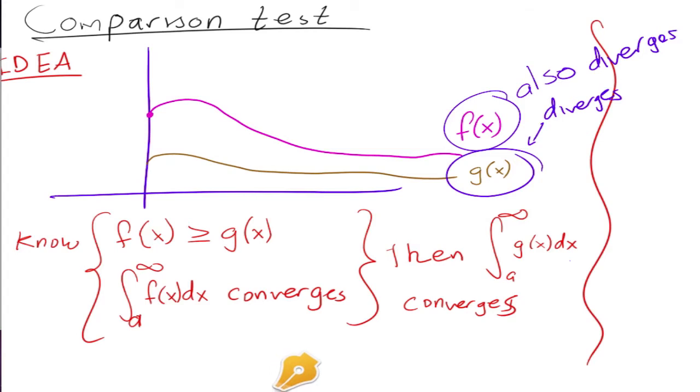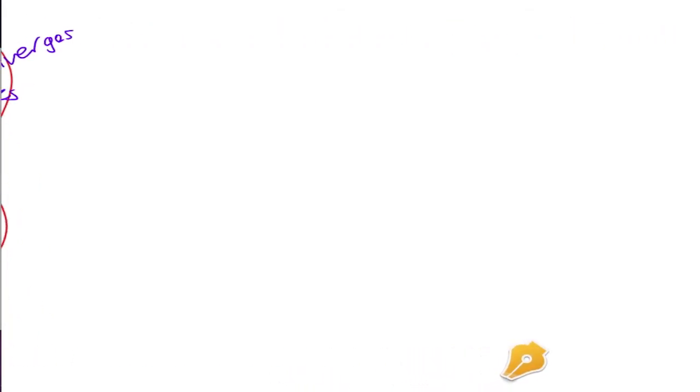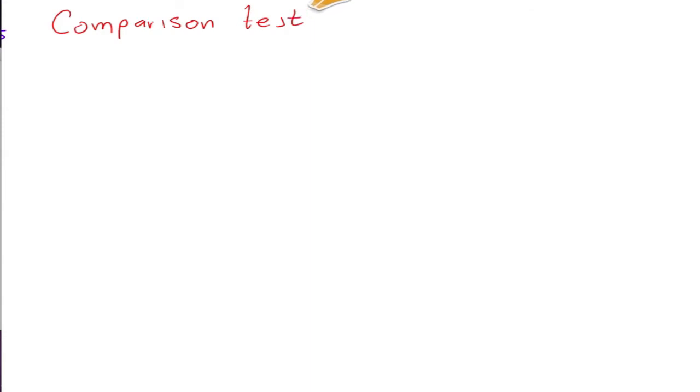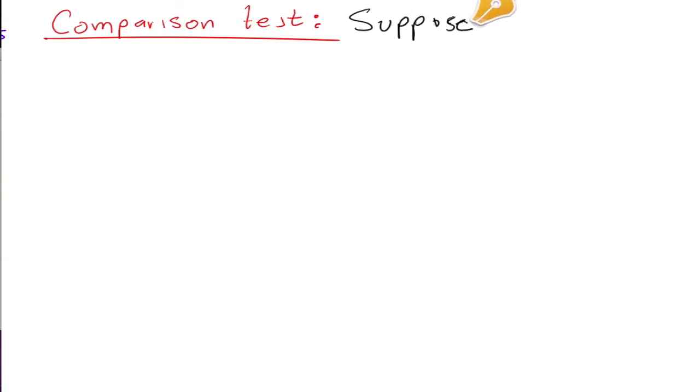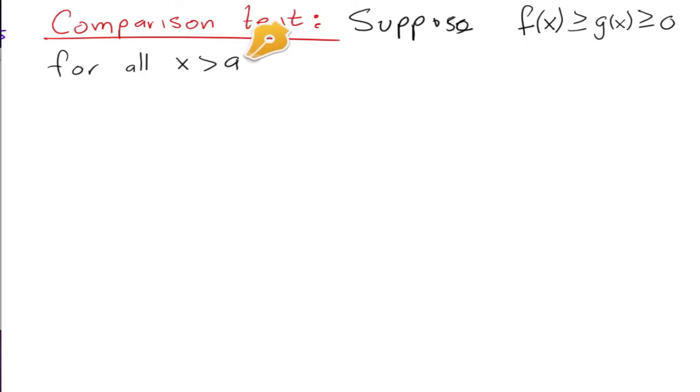Okay. All right, so then let's write it down. The comparison test. Suppose f of x is greater than or equal to g of x, which is greater than or equal to 0, for all x greater than a, where a is some undisclosed number.